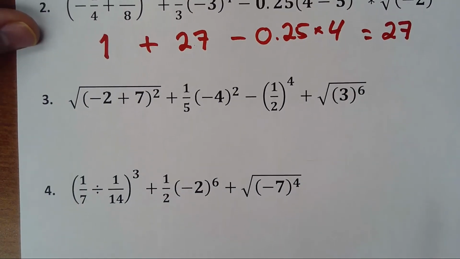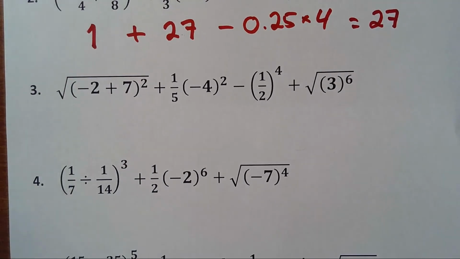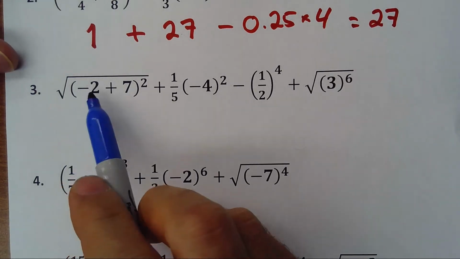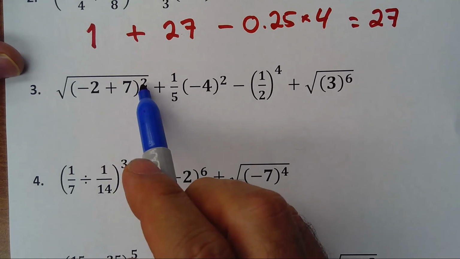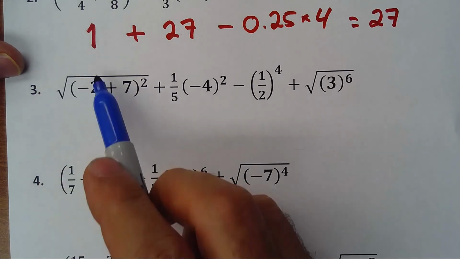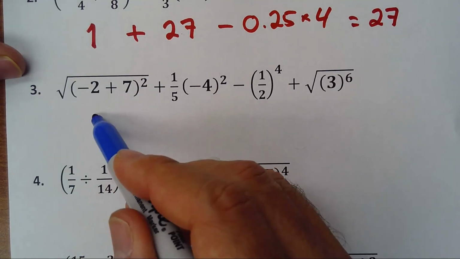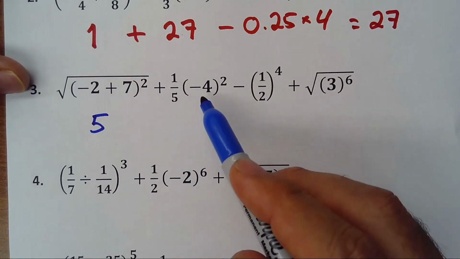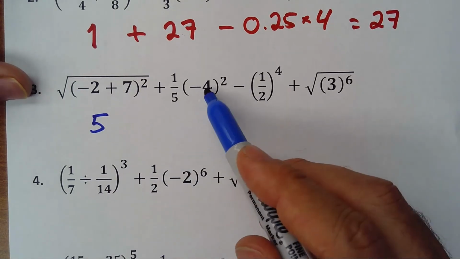Okay, let's go to the next one. Pause the video, do it by yourself. Here I have minus 2 plus 7 is 5. 5 squared is 25. Square root of 25 is 5. So the first one here is 5. Then we have negative 4 squared. This will be 16.